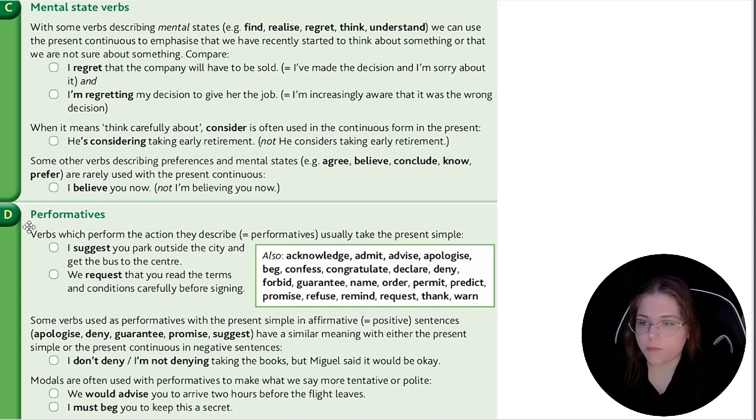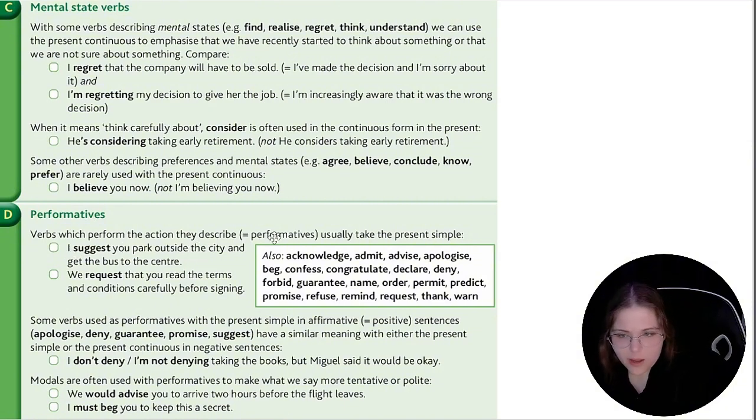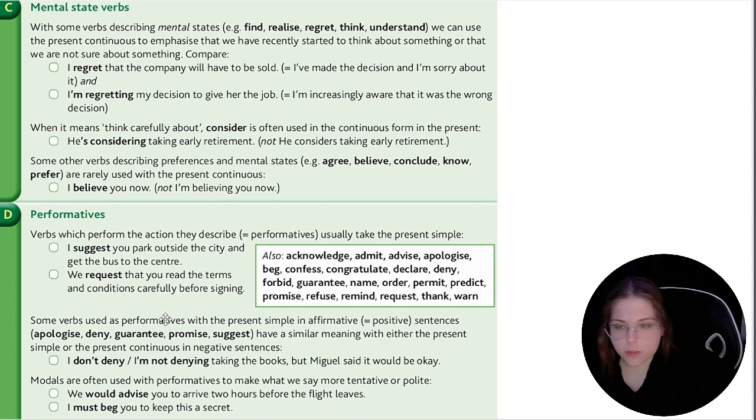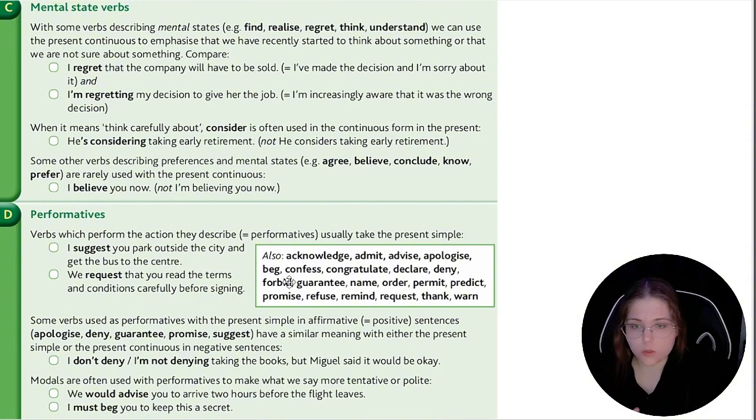And then performatives, with verbs which perform the action they describe. So performatives usually take the present simple. "I suggest you park outside the city and get the bus to the center." "We request that you read the terms and conditions carefully before signing." Also acknowledge, admit, advise, apologize, beg, confess.